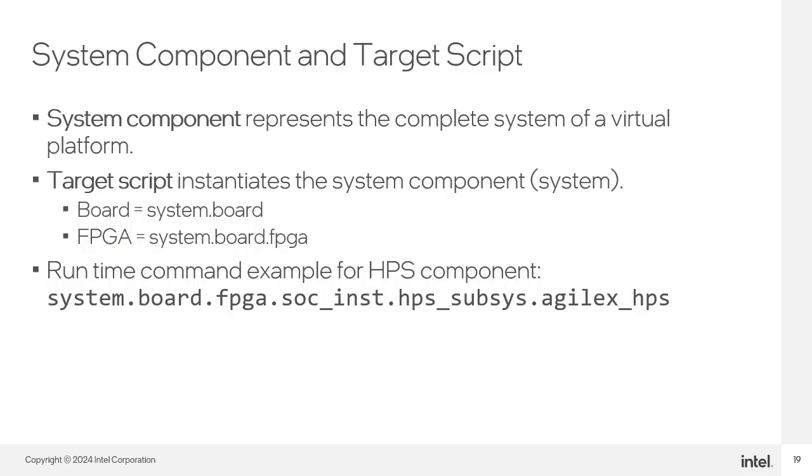The system component represents the complete system of the virtual platform. In this virtual platform, this only instantiates the board component. The hierarchical name of this component in the virtual platform is system. The target script instantiates the system component, system, provides the CLI runtime commands, creates the network configuration, and defines the user configurable parameters that are propagated to other components when they are instantiated.